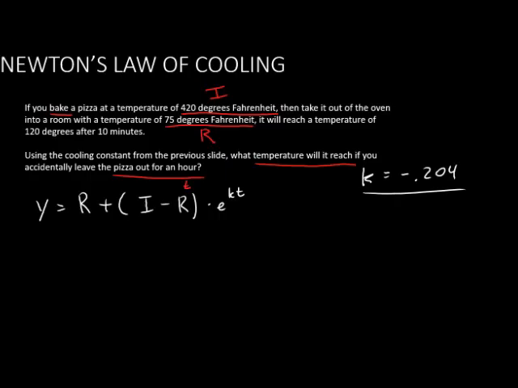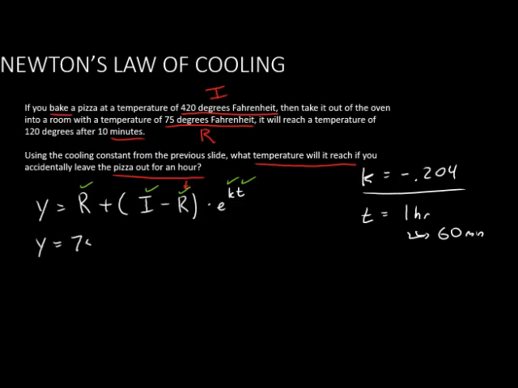Now, bear in mind that this hour is 60 minutes. We have to use minutes because the equation we used is based on minutes. If your time was based on minutes in the previous question, you have to keep your time in minutes. So we can write that the time is 1 hour, but we must also note that that's the same as 60 minutes. This means we know K, we know T, and we know R, and we know I. Let's place all of those numbers into the equation.